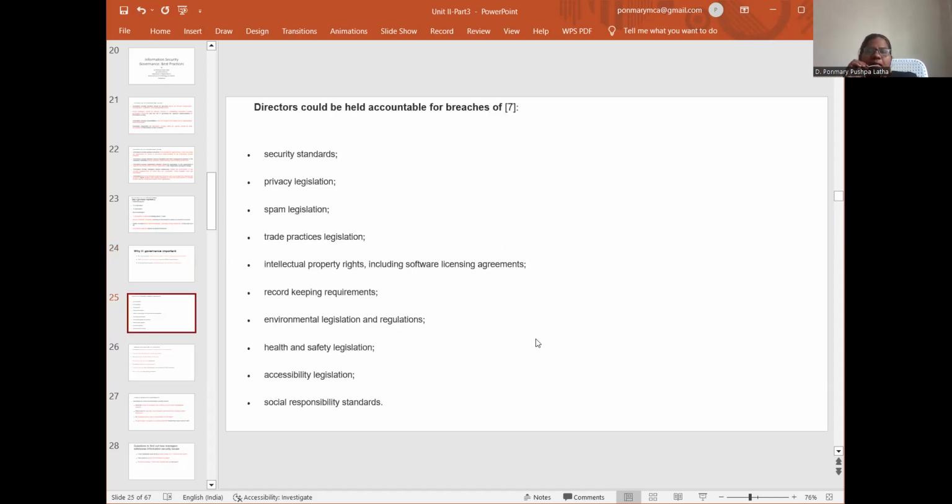The directors in an organization are responsible for the security standard, privacy legislation, spam legislation, and intellectual property rights, record keeping requirements, environmental legislation and regulations, health and safety legislation, accessibility legislation, and social responsibility standard. These are all the things that have to be taken care of by the directors.